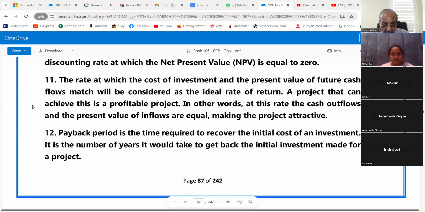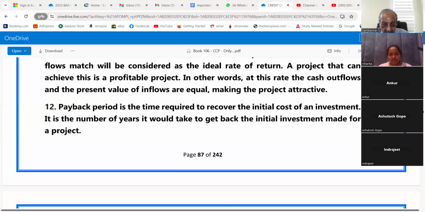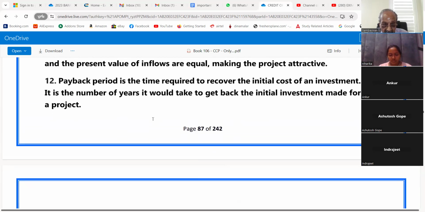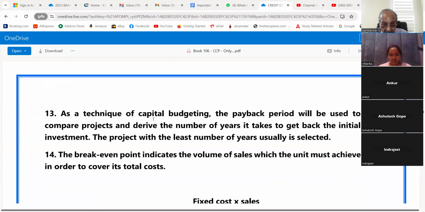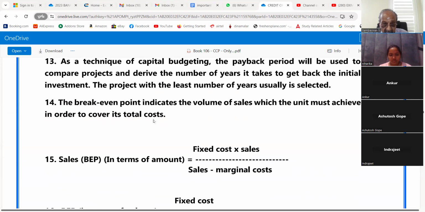11th, the rate at which the cost of investment and the present value of future cash flows match will be considered as the ideal rate of return. A project that can achieve this is a profitable project. In other words, at this rate, the cash outflows and the present value of inflows are equal, making the project attractive. 12th, payback period is the time required to recover the initial cost of an investment. It is the number of years it would take to get back the initial investment made for a project. 13th, as a technique of capital budgeting, the payback period will be used to compare projects and derive the number of years it takes to get back the initial investment. The project with the least number of years usually is selected.